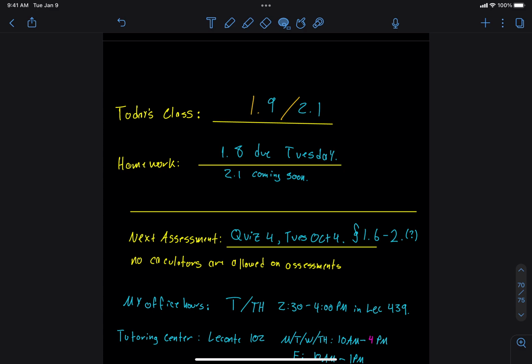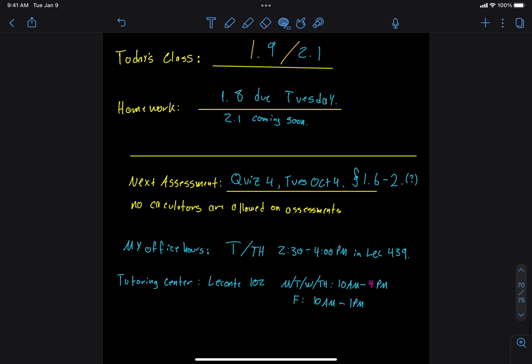So I assigned 1.8 over the weekend. It's going to be due on Tuesday. So Tuesday night, 1.8 will be due. That's compositions of functions, right? So 1.7 was already due. I think that was due yesterday. Okay, so that's the homework that's coming. I'm also going to post a homework for what we talk about today that'll be due later this week, probably on Thursday or Friday, maybe.